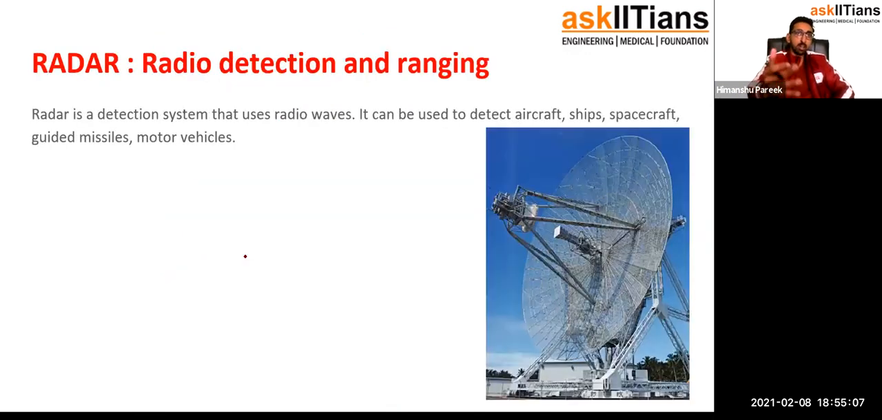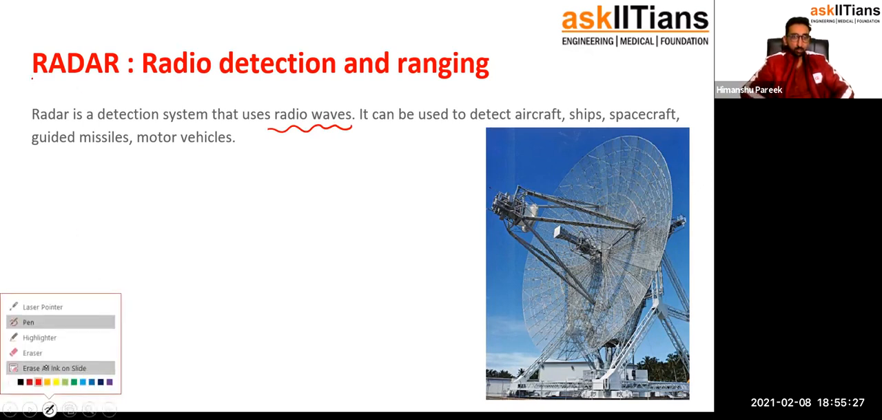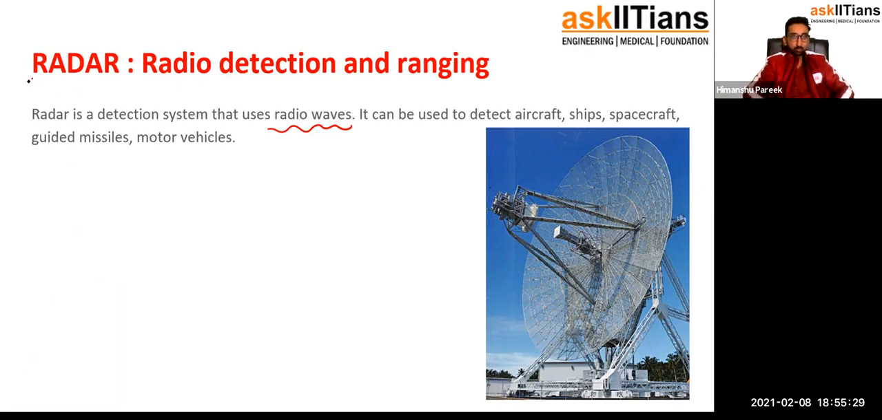Going ahead with the radar. So what is radar? Sonar uses ultrasound waves, which are more than 50 kilohertz. But radar uses radio waves. It's again a type of electromagnetic wave, the radio wave. Now, radio detection. So RA stands for radio, D stands for detection.